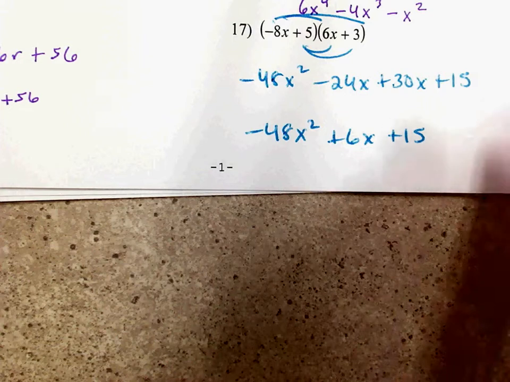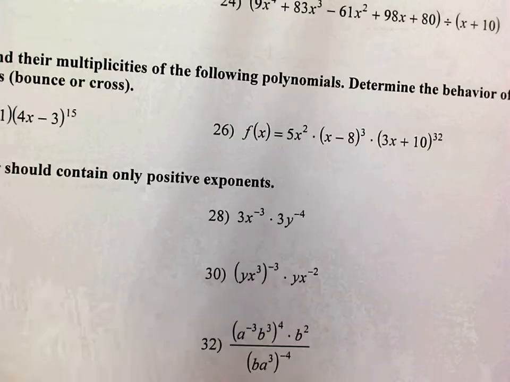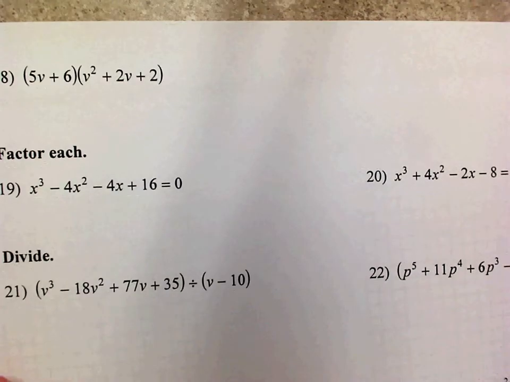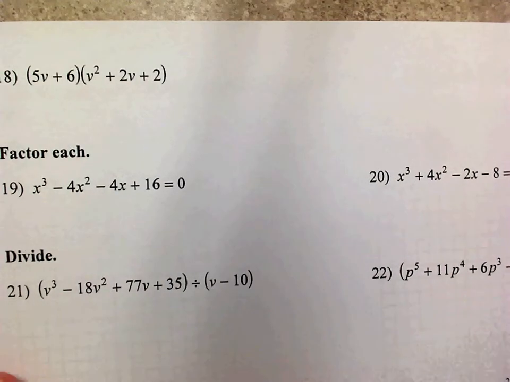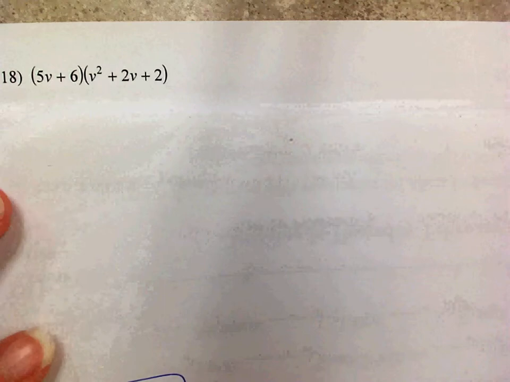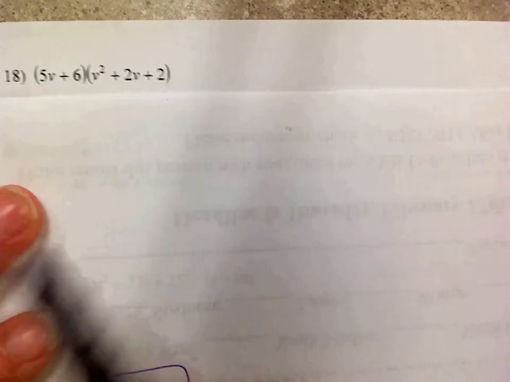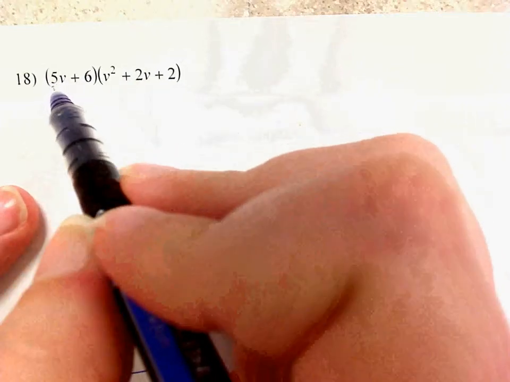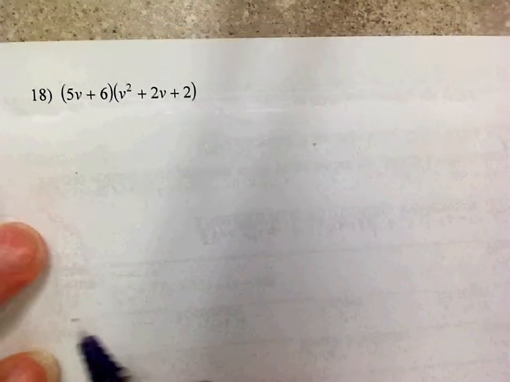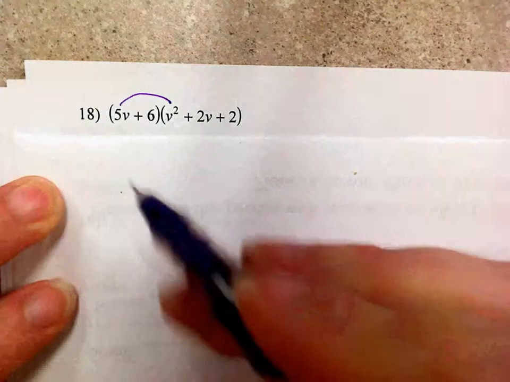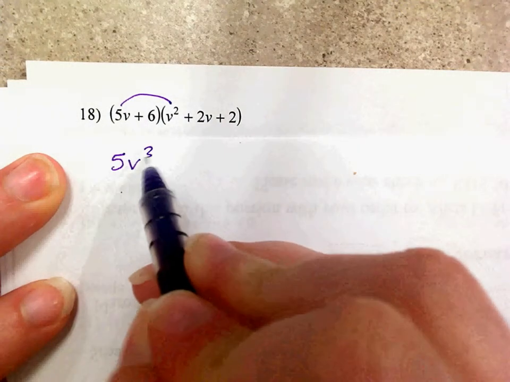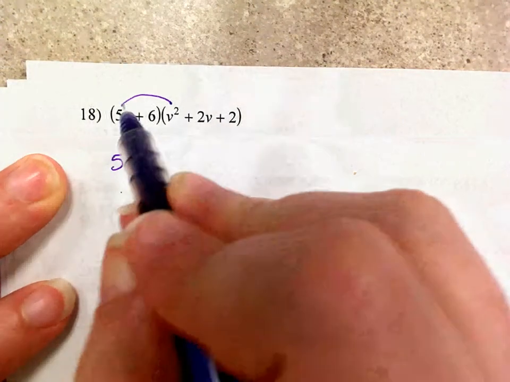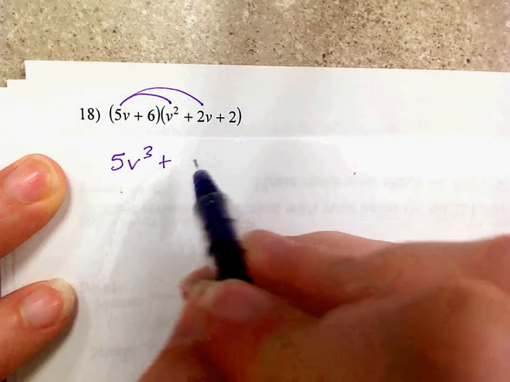Okay, what's different about this one? The second one has 3 terms. Can you still do it? Yeah. You should remember to distribute all of these to all 3. So first I'm going to distribute 5v to all 3, right? So 5v to v squared is what? 5v cubed. 5v to 2v is 10v squared. 5v to 2 is just 10v.